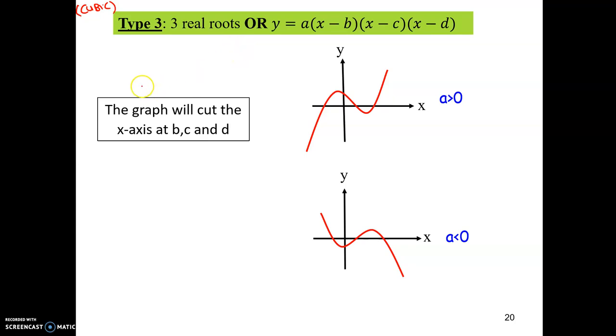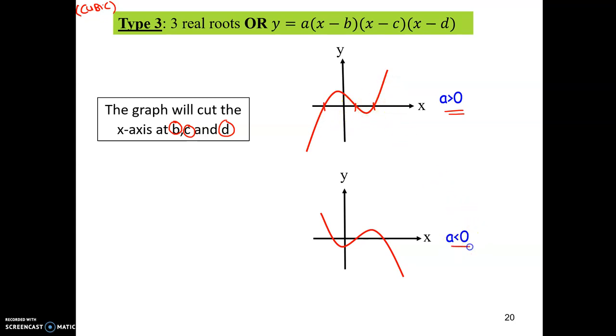Okay, so the last part for cubic graph, this is type 3, where we have 3 real roots, or we can write down y equal to a, x minus b, x minus c, x minus d. So that means the graph will cut the x-axis at 3 different points, b, c, and d. So this is for a greater than 0, so we always start the graph from the right hand side, so we have a point. As you can see over here, we cut at 3 different points.